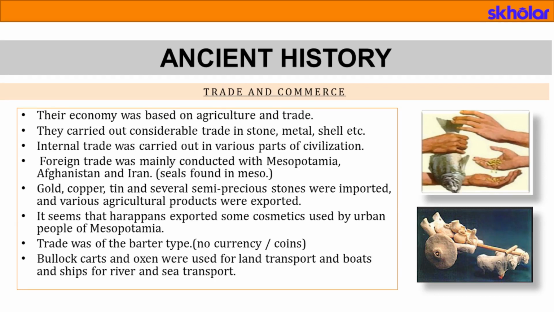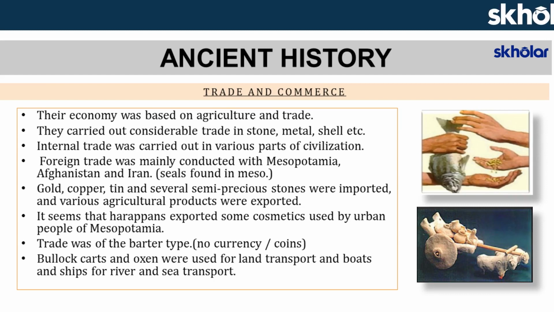Trade was of the barter type. We do not find any trace of currency or coins. Though they were aware of metal, they did not produce any currency, and that is why we can say the trade was of barter type. Now, how was this trade carried out? It was carried out via bullock carts and oxen on land routes, and boats and ships were used for trade via sea routes. So I hope everything is clear in this slide.